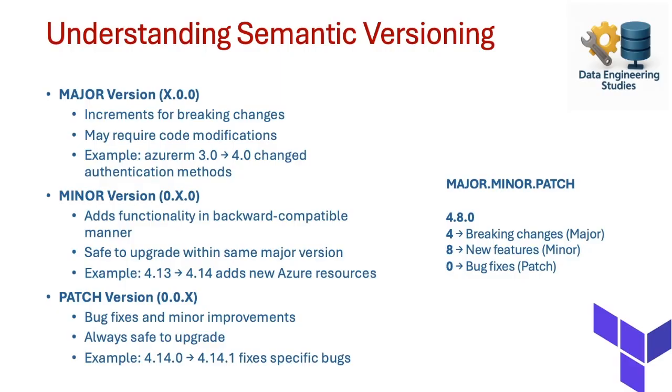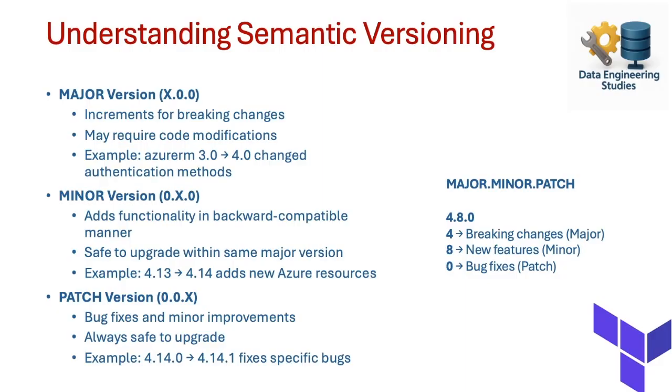Next, we have minor versions shown as 0.x.0, but in a backward compatible manner. That means user can safely upgrade within the same major version without worrying about their existing code breaking. When Azure CLI went from 4.13 to 4.14, they added support for new Azure resources. The existing feature still worked exactly as before. User just got access to additional capabilities.